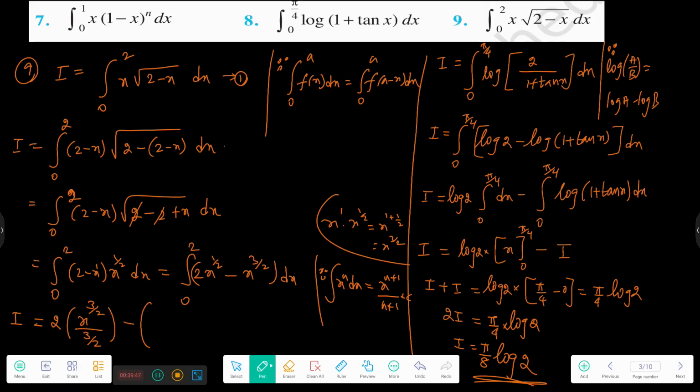Minus, 3 by 2 plus 1, what? 3 by 2 plus 2 by 2 is 5 by 2. So x power 5 by 2 divided by 5 by 2. And overall we can apply the limit 0 to 2.